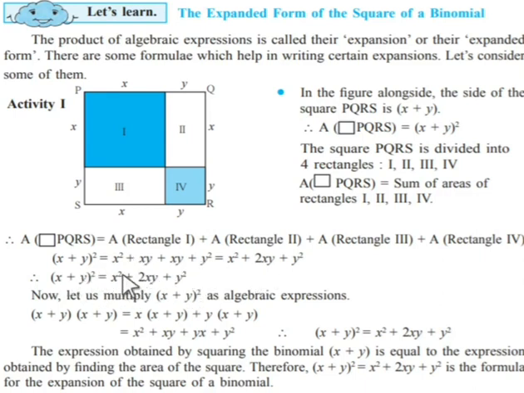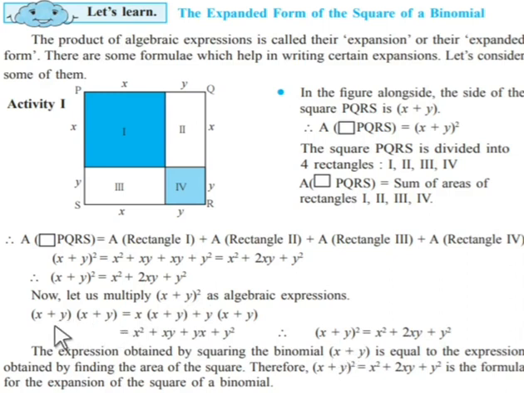So what is done here? This is the expanded form of the square of the binomial. Now we have seen the geometrical proof of this given identity or formula. Let us see it by multiplying, that is, x plus y whole square is equal to x plus y into x plus y. Let us see what expansion you get here.